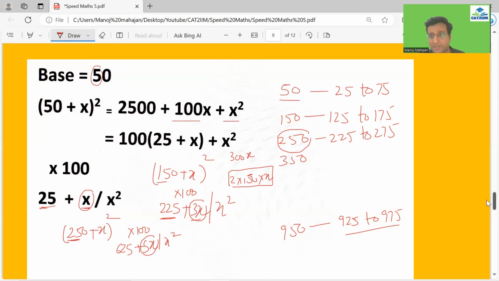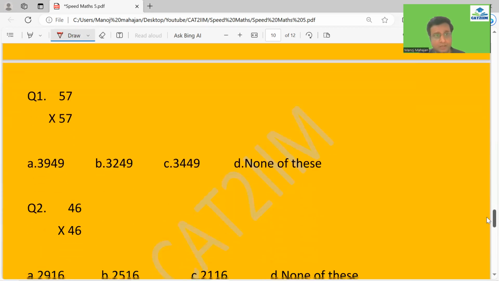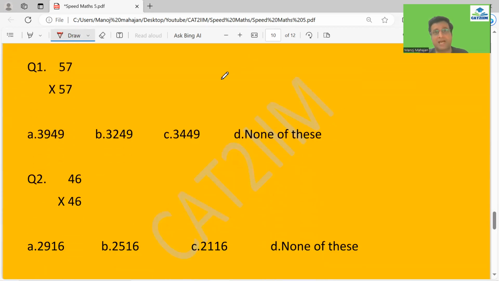Let's quickly apply the concept in the problem as well. So first we looked at base 50. So 25 plus x oblique x square we are going to apply, and it is multiplied with 100. What is x over here? 7. Base is what? 50. 7 square, 49. Complete, you write down over here. 25 plus 7, 32. Done.